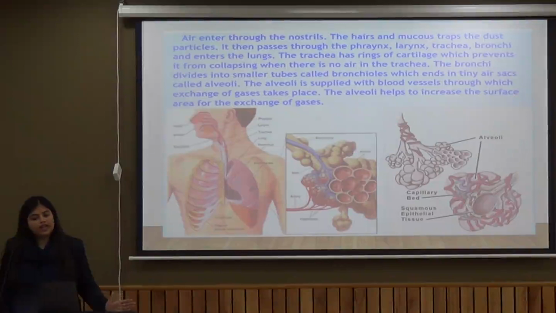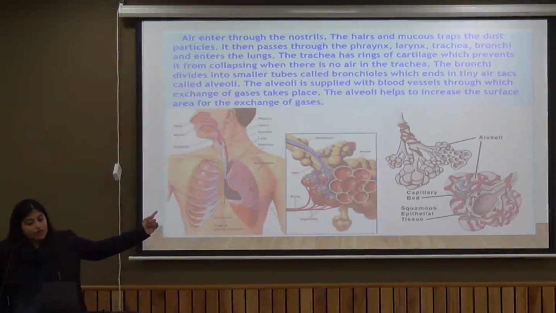Then it passes through the pharynx, larynx, trachea, bronchi and enters the lungs. Now the trachea, if you have a look over here, has rings of cartilage in it, which prevents the collapse of trachea. So when there is no air in the trachea, the bronchi divide into smaller tubules called bronchioles, which end in tiny air sacs, have a look, called alveoli.